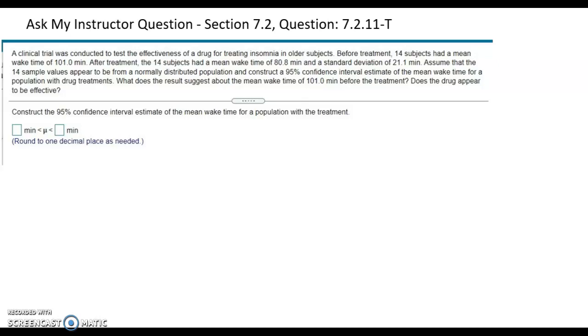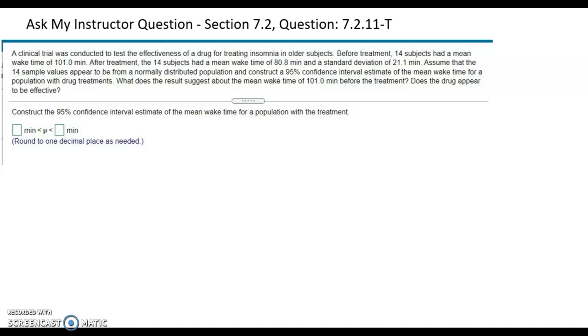So this is going to be a three-part question, and the first part of the question is actually to construct the confidence interval. The second is to compare the before number, or 101 minutes, to the confidence interval. And then the third is having us analyze our answer.